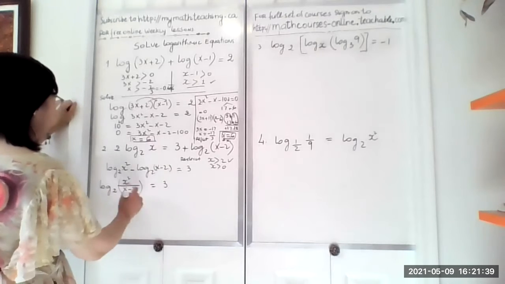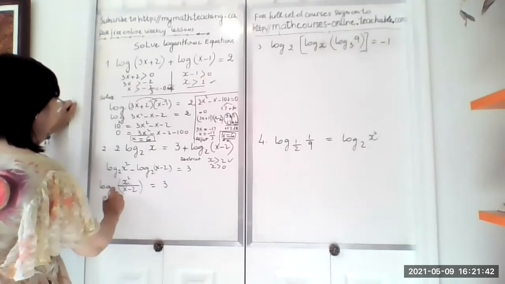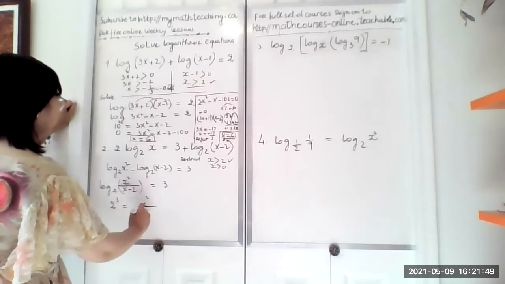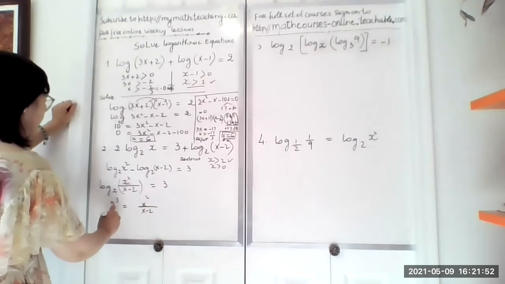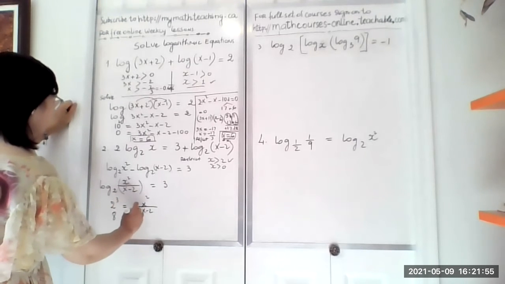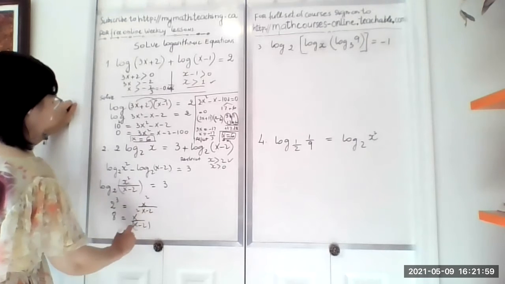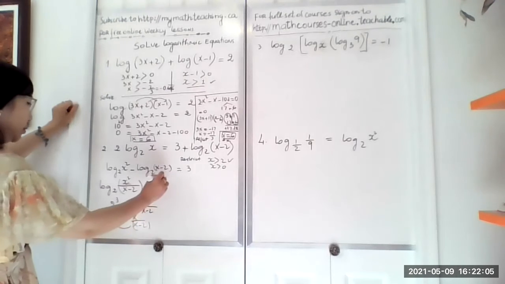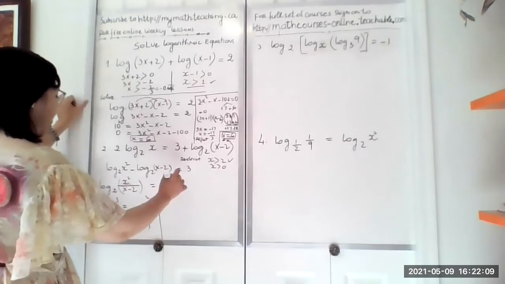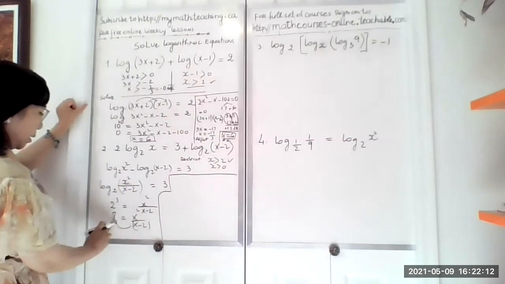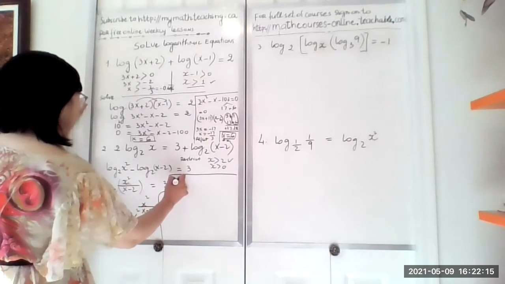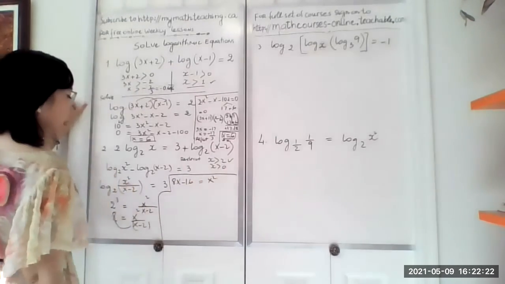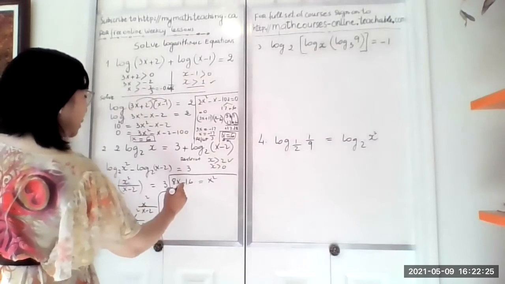So now, what does that tell us? It means the base is 2, the power is 3, which equals x squared divided by x minus 2. So this is 8 equals x squared divided by x minus 2. So I'm going to bring this x minus 2 up here and multiply with the 8. So this number multiplied with this bracket will be 8x minus 16 equals x squared.